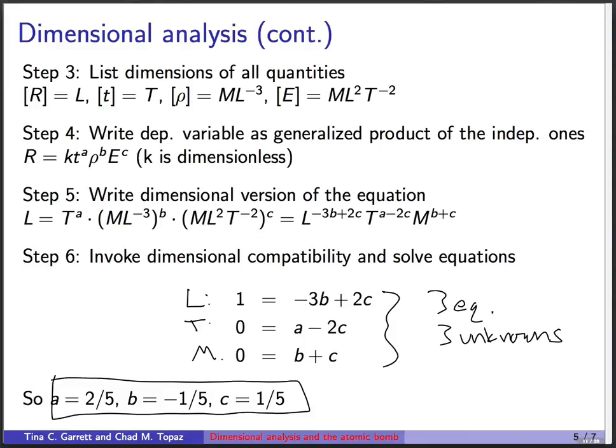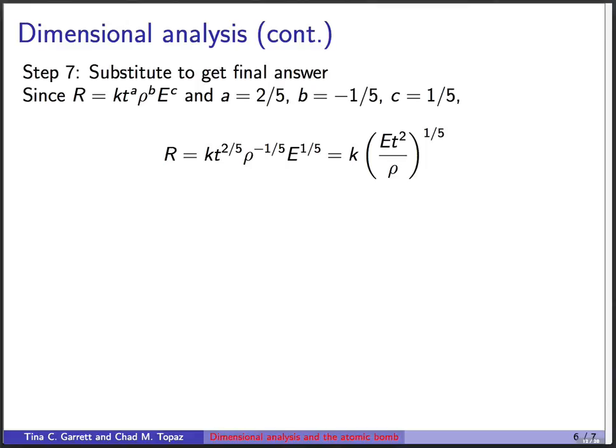A equals 2/5, B is minus 1/5, and C is 1/5. Okay, so now we take those and we substitute them to get a final answer for R. Since this was our generalized expression for R, and since we had these values of A, B, and C, we put it all together to get R is K T to the 2/5, rho to the minus 1/5, E to the 1/5. We can remember what positive and negative powers mean if we want, and write this as K times E T squared over rho, all to the 1/5 power.